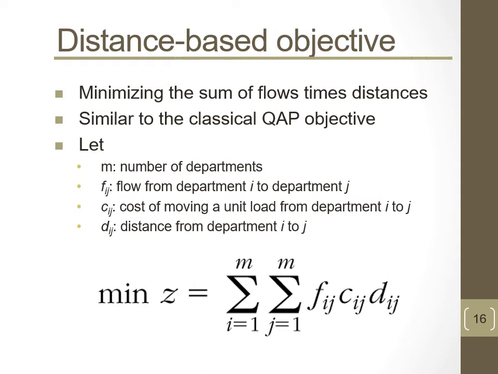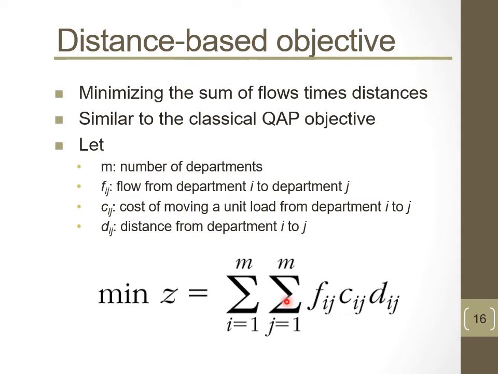Okay? How do we calculate this? Mathematically, we can represent it like this. Again, let M be the number of departments. Fij is the flow from department I to department J. Cij is the cost of moving a unit load from department I to J. Okay, cost of moving 1 unit of load for 1 unit of distance. And Dij is the distance from department I to J.